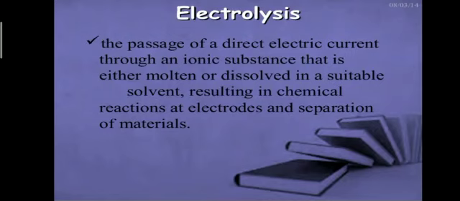So the passage of a direct electric current through an ionic substance that is either molten or dissolved in a suitable solvent results in chemical reactions at electrodes and separation of materials.